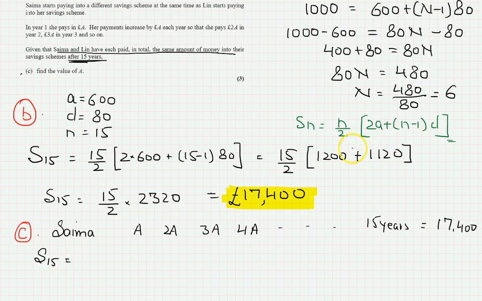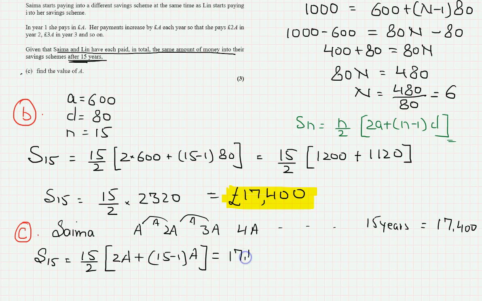We use the same formula, n over 2, where n is 15, times 2a, here a is capital A, plus n minus 1, n is the same 15, times d. d is 2A minus A, that is A. 3A minus 2A is A. And this sum is equal to 17,400.